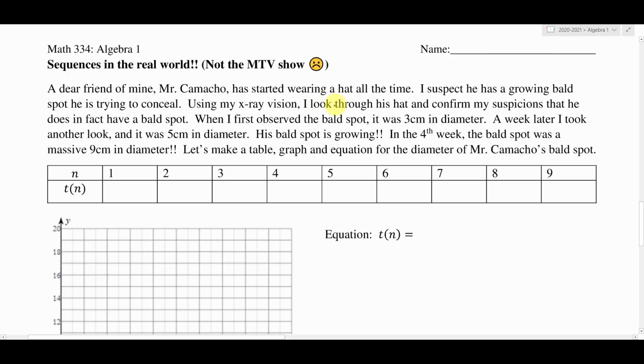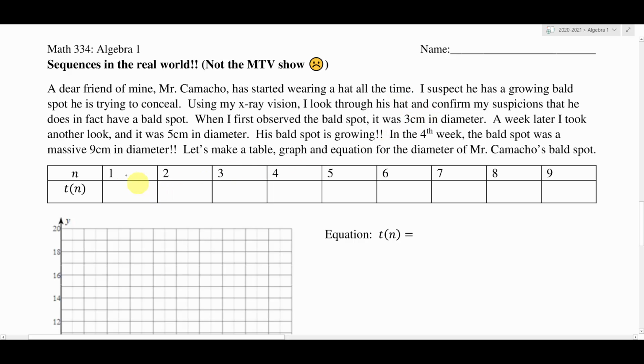All right. So when you get older, your hair starts to thin out, you lose it, and you go bald. It's a fact of life. And so Mr. Camacho is probably trying to cover up that bald spot with his hat. Now, I have x-ray vision, so I look through his hat and I confirm my suspicions that he does in fact have a bald spot. Now, when I first observed the bald spot, it was 3 centimeters in diameter.